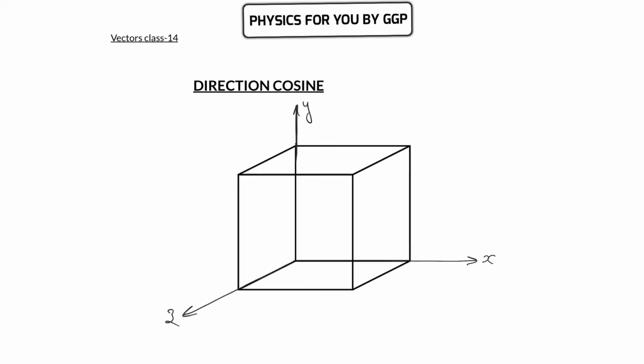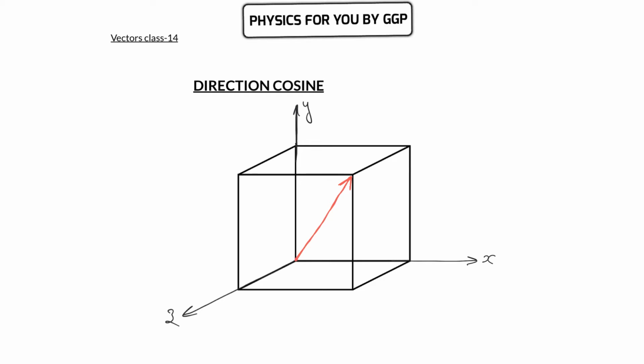In this video we'll discuss direction cosine. Direction cosine means assume that we are having a vector. Let's say I am representing this vector on the XYZ plane like this. Just remember that it is not in a two-dimensional plane, it is in a three-dimensional plane.